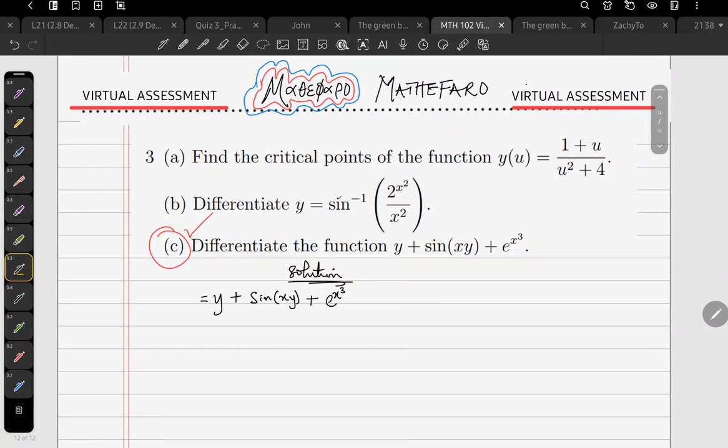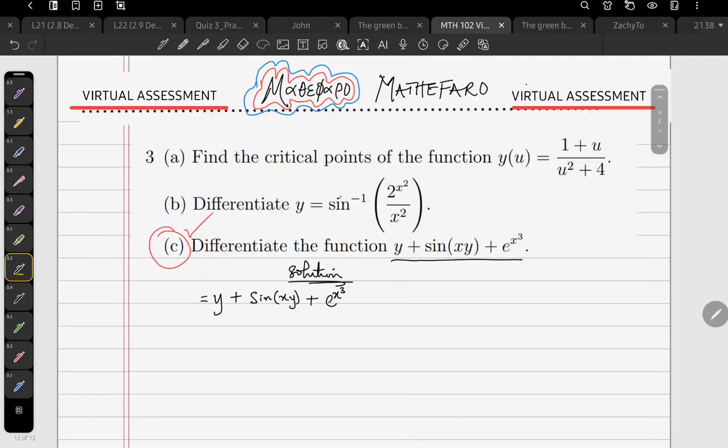This video is the next in the virtual playlist where we're talking about the questions from the problem sets in a virtual assessment. And this is the third of the questions on the derivative part of the questions. Here we're told to differentiate the function y plus sine xy plus e to the x cubed. And this is what we call an implicitly defined function. So it means we are about to look at implicit differentiation.